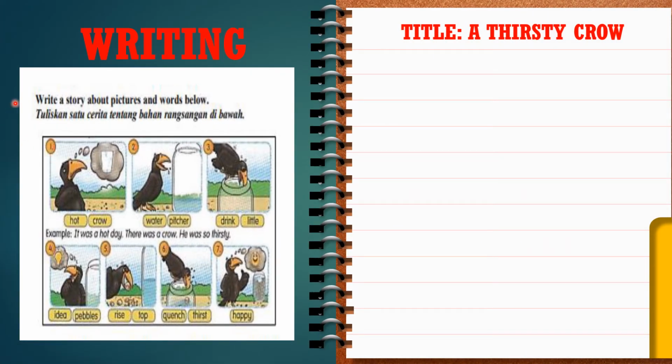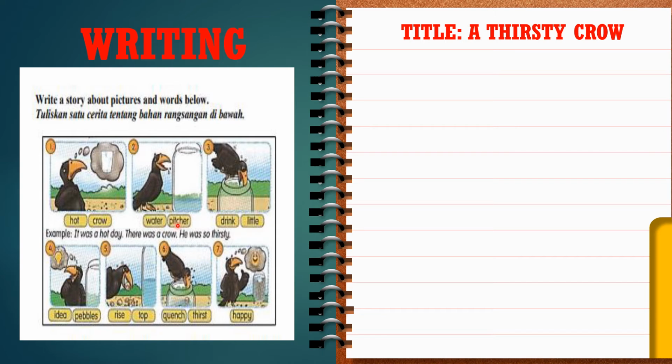So these are 4 basic sentence patterns that we always use in our essay, in our story. Now, let's try to write a story about the pictures and words below. Remember, you need to have the setting, the characters, and the plot. You need to have these 3 things: setting, characters, and plot. Now let's try to write together.